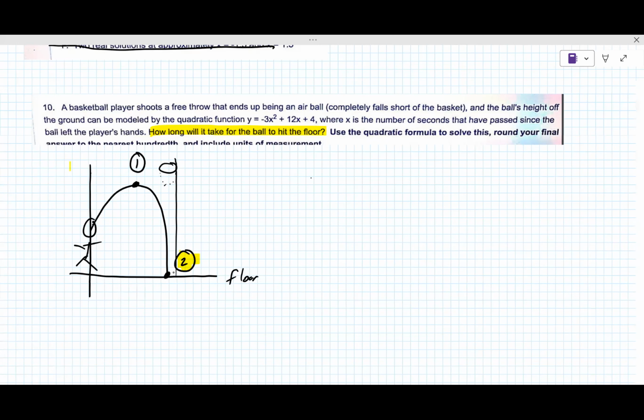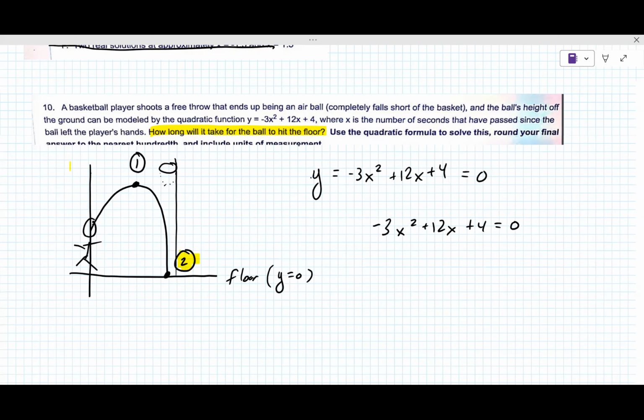So the short answer is that we are setting this equation, y equals minus 3x squared plus 12x plus 4, we're setting it equal to 0. Okay. And that's because at the floor, y equals 0 on the floor. Mm-hmm. So this is a very complicated way of asking you to solve this quadratic equation using the quadratic formula. Is that clear? Yeah. Okay.